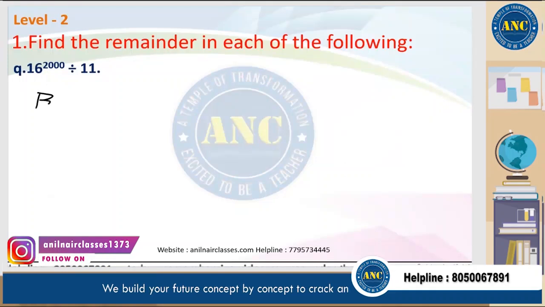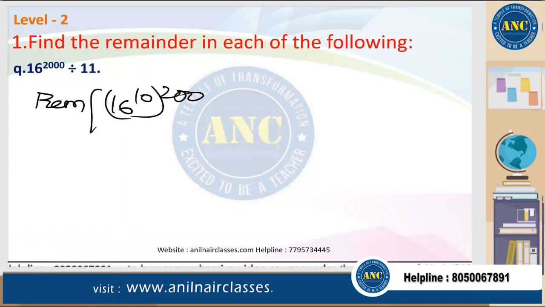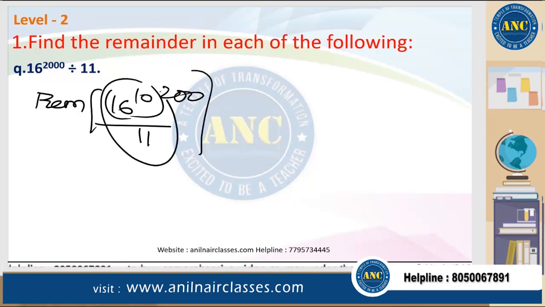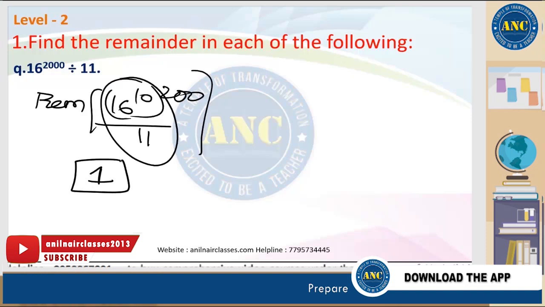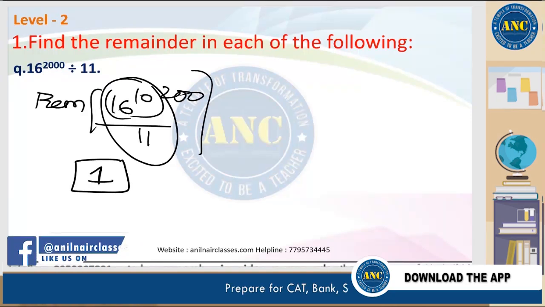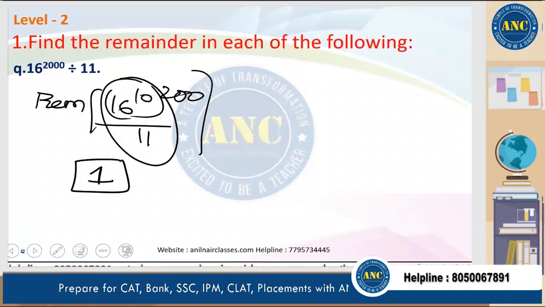Now, this is a very easy question. You don't need to spend time. 16 power 10 power 200 divided by 11. 16 power 10 divided by 11 is 1. Clear idea? You can take any dummy value, you will get the answer.